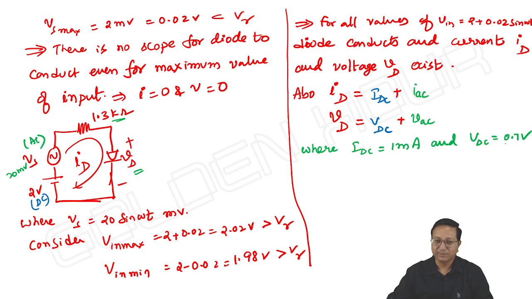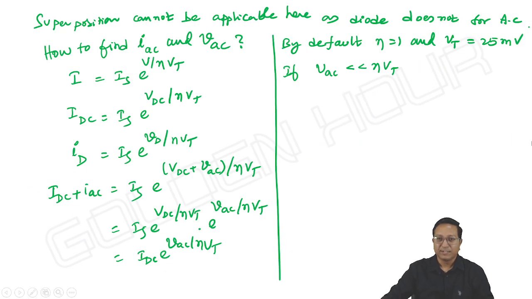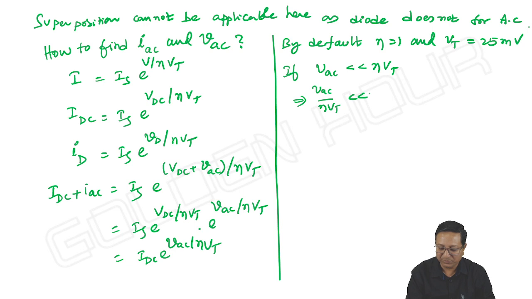So if VAC is far less than eta Vt, it is possible. Eta Vt is 25 millivolt and VAC may be some 5 millivolt or 10 millivolts like this. If that is the case, VAC by eta Vt is far less than 1.